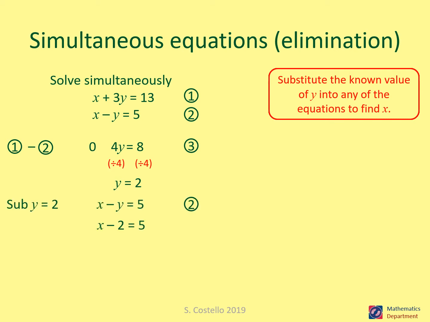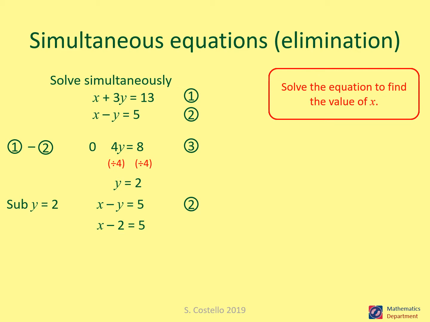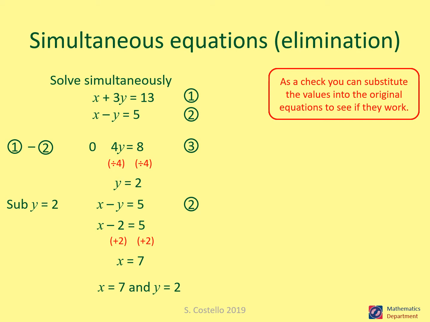So here we've substituted 2 into line 2, which gives us x minus 2 equals 5. Now we solve this equation to find the value of x. Add 2 to both sides, gives us x equals 7. Remember, when we answer a simultaneous equation, we need the value of both variables. So always end it like that, x equals 7, y equals 2. To check, we could substitute the values into the original equation and see if they work. So if we put x equals 7 and y equals 2 into either the first or second equation, it should come up with the answer that's there.